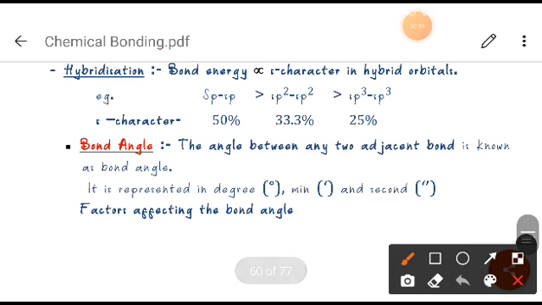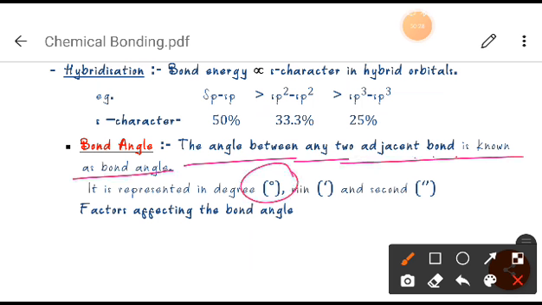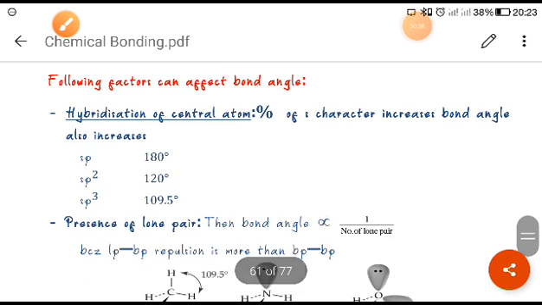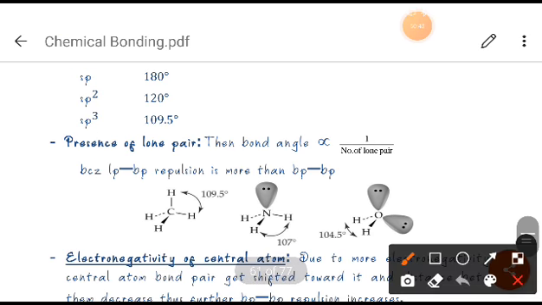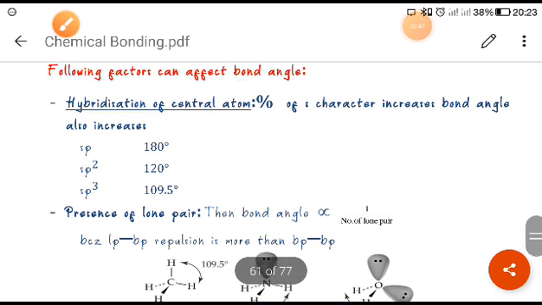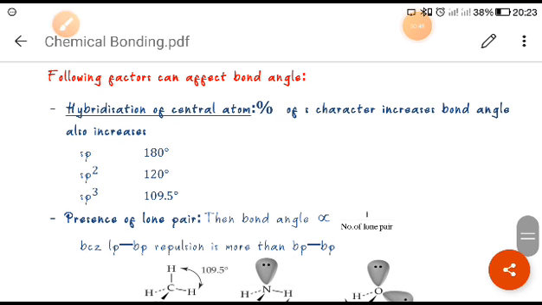Bond angle, we all know about bond angle. The angle between any two adjacent bonds is known as bond angle. It is represented in degrees, minutes and seconds. And what are the factors which will affect the bond angle? First, hybridization of the central atom. Next is the presence of lone pairs. It will also affect the bond angle.